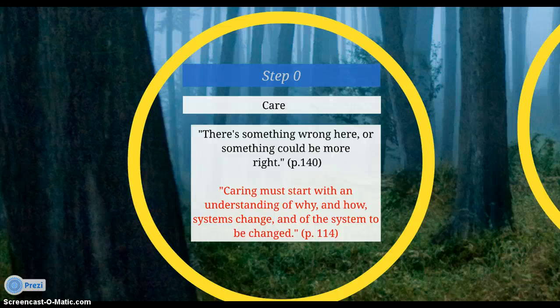Stage 0 is care. The authors begin at stage 0 because it is ground zero, the rock bottom prerequisite for a change activity. It is here that someone perceives something is wrong, or at least that something could be better. There is a need for action. Caring must start with an understanding of why and how systems change, and of the system to be changed. It is during this stage that the change agent is ready to consider both the cares that motivate the system, or some of its members, to change, and those that can serve to alert the change agent to potential obstacles at each change.